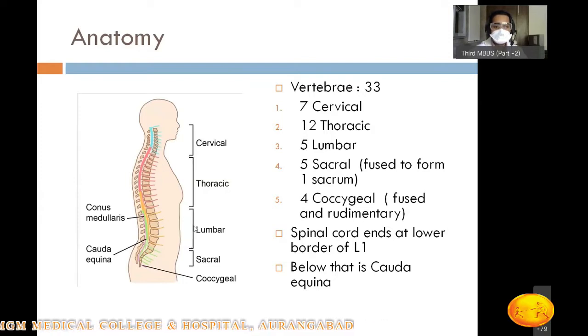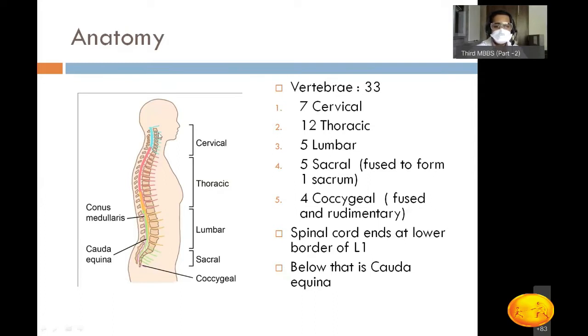Cervical and lumbar, these two curvatures appear after birth, while thoracic and sacral curvature are present even in utero. So these two are secondary curves. Cervical curve appears once the child starts holding the neck, and lumbar curve appears once the child starts sitting or standing. So cervical and lumbar are secondary or acquired after birth, and thoracic and sacral curves are present at birth.